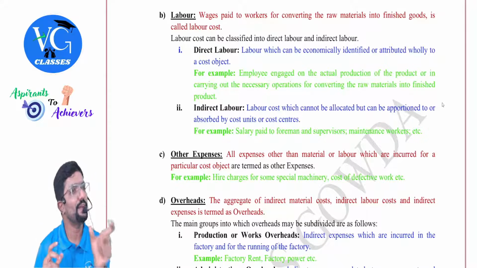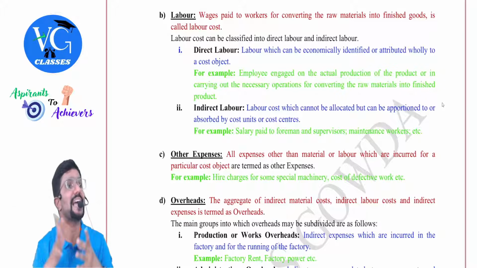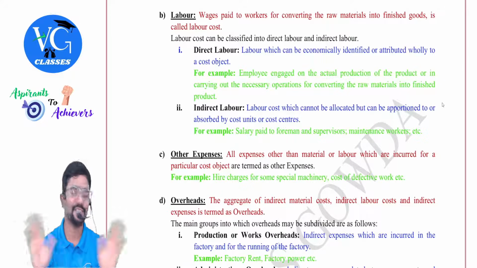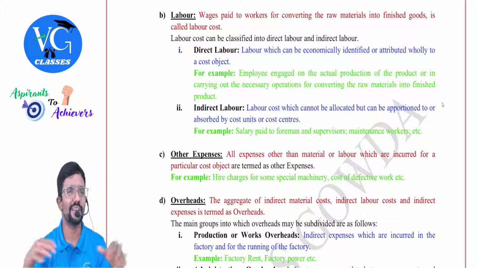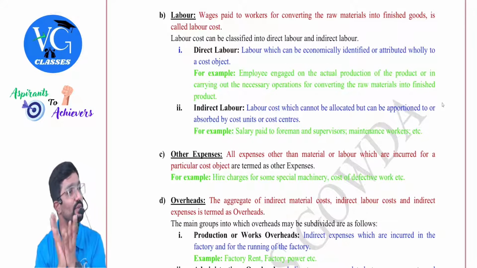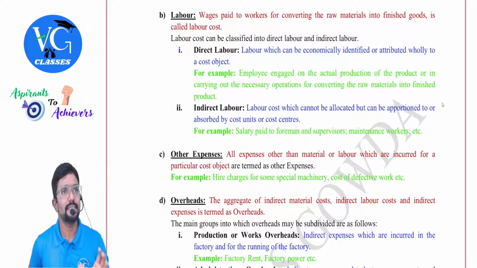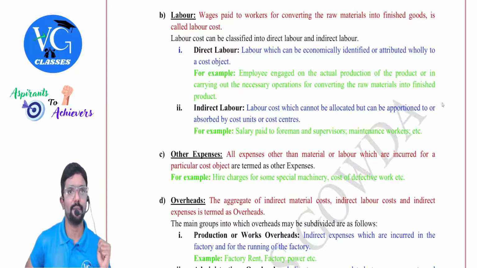Clear? What we pay to labor is called wages. What we pay to employees is called salary. But for costing, there is no such distinction. Everything, one way or the other, they will use. Sometimes they use wages, sometimes they use salary and all. So you don't get confused. Clear? Listen. See, a factory is a place where production happens.